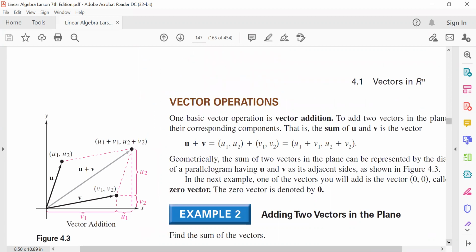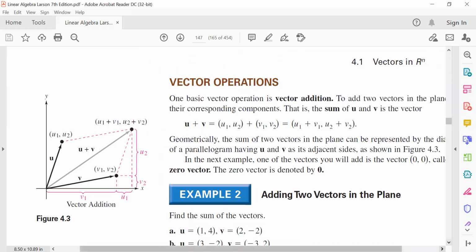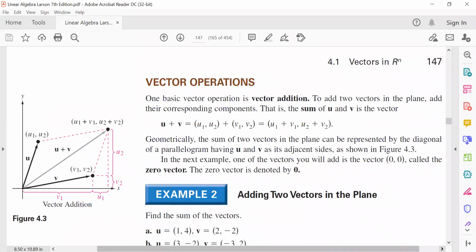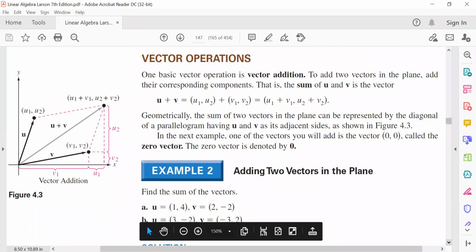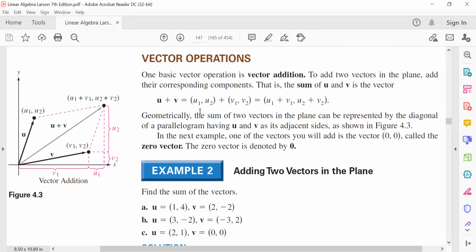Okay, now vector operations, as you're going to see, are pretty similar to matrix operations, not that much different. So one of the basic vector operations is vector addition. And again, as you'll see, this is very similar to matrix addition. Vector u plus vector v. So u is u1, u2, v is v1, v2. And when we add them, we just add the first component, comma, now the sum of the second components. That's very, very similar to, in fact exactly the same as, the way we had with two matrices.